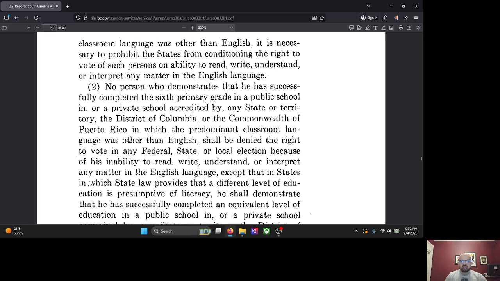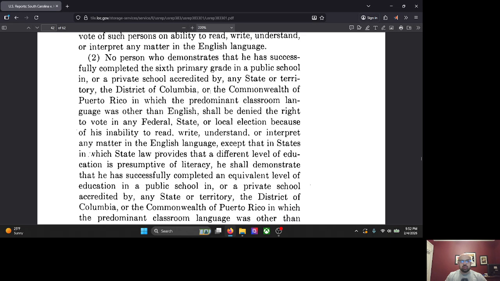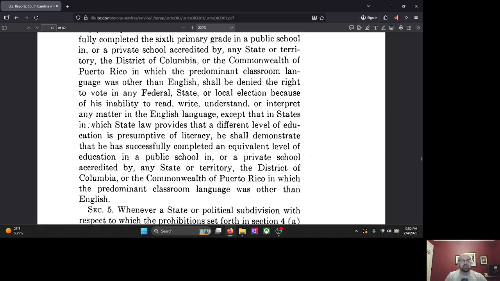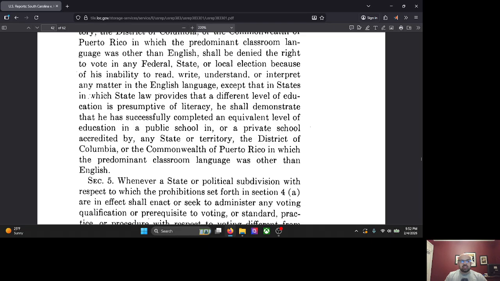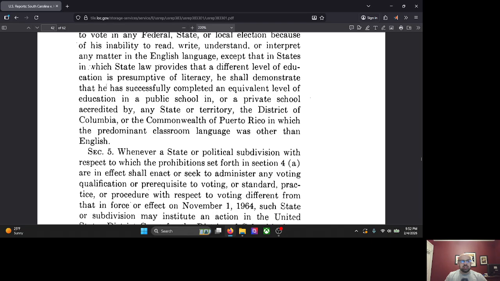(2) No person who demonstrates that he has successfully completed the 6th primary grade in a public school or a private school accredited by any state or territory, the District of Columbia, or the Commonwealth of Puerto Rico, in which the predominant classroom language was other than English, shall be denied the right to vote in any federal, state, or local election because of his inability to read, write, understand, or interpret any matter in the English language, except that in states in which state law provides that a different level of education is presumptive of literacy, he shall demonstrate that he has successfully completed an equivalent level of education in a public school in or a private school accredited by any state or territory, the District of Columbia, or the Commonwealth of Puerto Rico, in which the predominant classroom language was other than English.